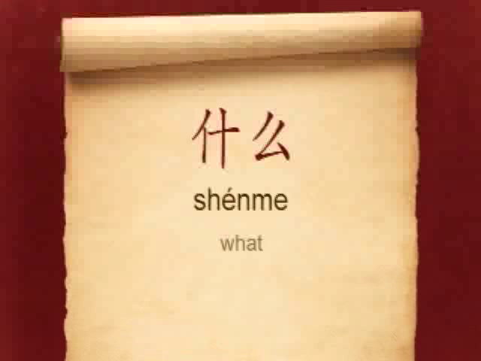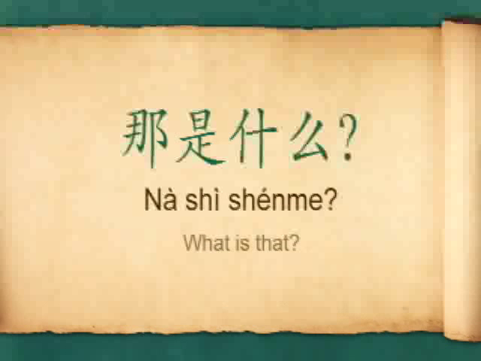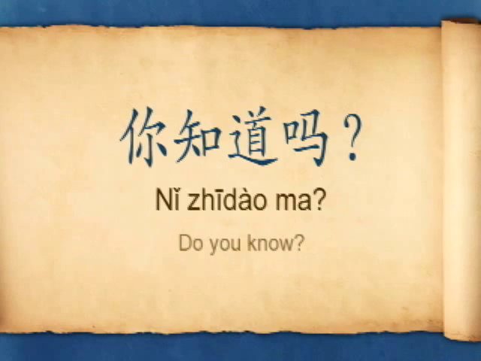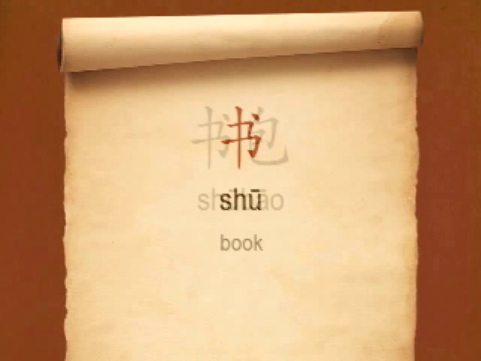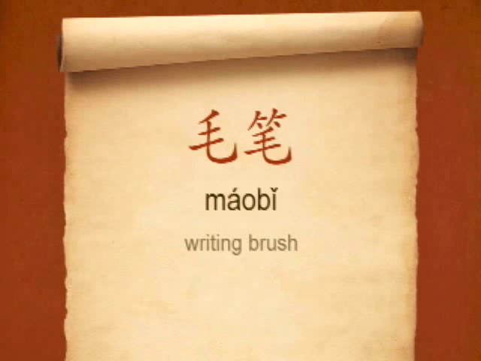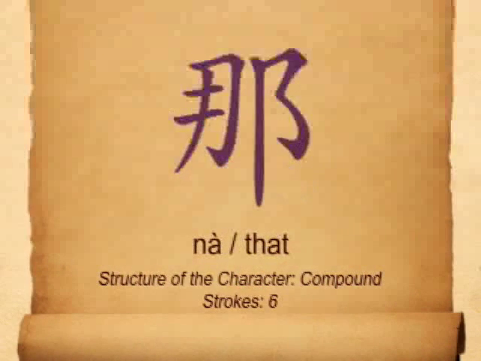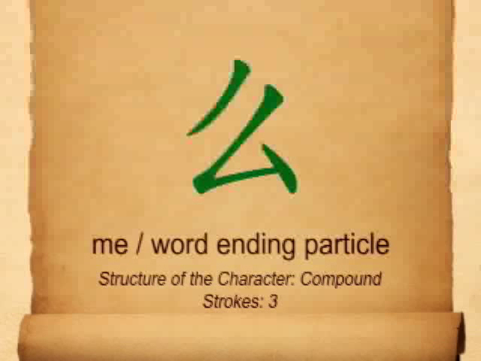同学们, I think we've accomplished our goal today. You've learned to use the question word 什么, meaning what, to ask 2 questions. 这是什么? What is this? And 那是什么? What is that? You also learned the question 你知道吗? Do you know? You studied and pronounced the names of some objects used in school. 书, book. 书包, school bag. 笔, pen or pencil. 毛笔, writing brush. 尺, ruler. And 橡皮, eraser. You also did well with the exercise where you identified some items found in school. You then added 这, 那, 什 and 么 to your knowledge of Chinese characters.